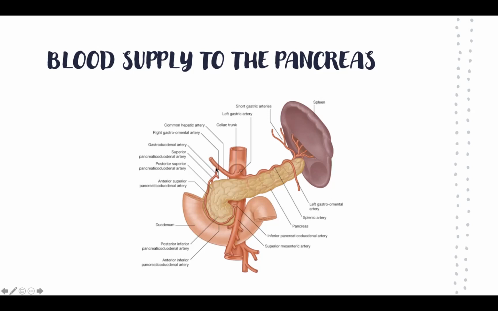From here, we've got a gastroduodenal artery that branches off and splits into our anterior and posterior superior pancreaticoduodenal arteries. So remember, there's an anterior and a posterior. We've talked about supplying the body and tail and the superior part of the pancreas. What about the inferior part? This is done by the superior mesenteric artery. It gives off two branches, the inferior anterior and posterior pancreaticoduodenal arteries.